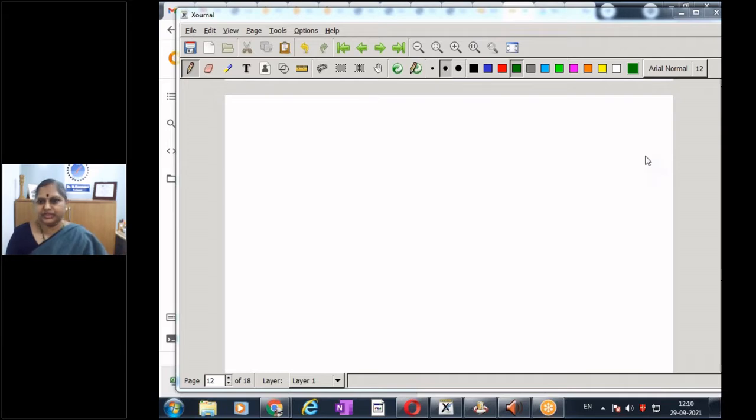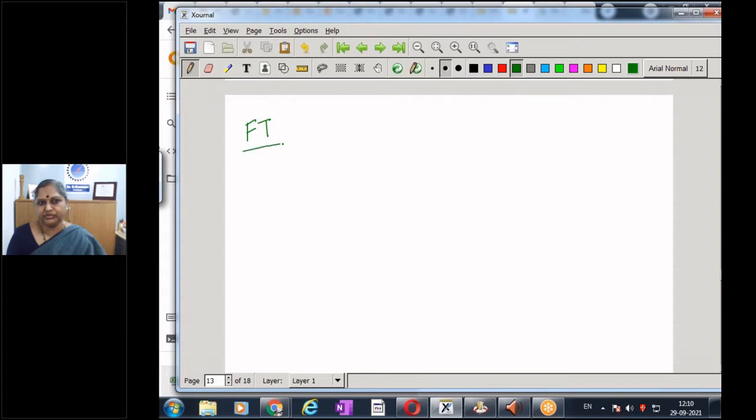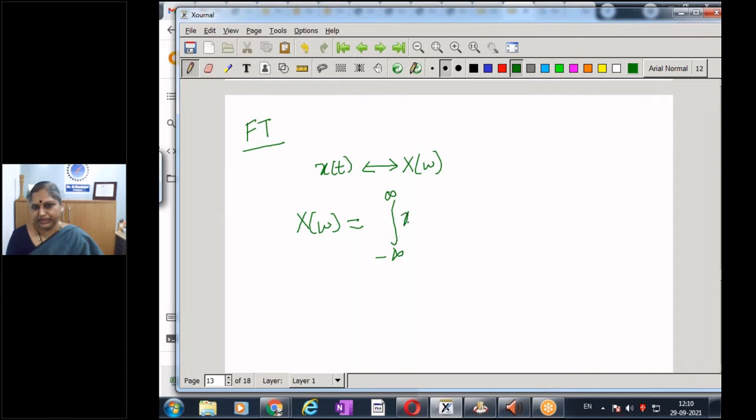So that was just doing the example that we did in the class. Now we will see formally what is Fourier transform. It is a transform. If I have x of t, I will have a double-sided arrow and then x of omega. This is the Fourier transform. X of omega is given by integral minus infinity to infinity x of t e to the power of minus j omega t dt.